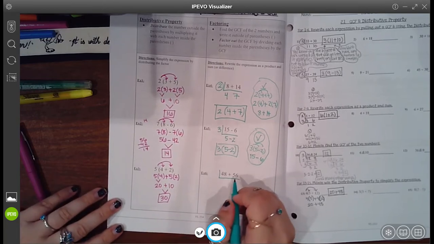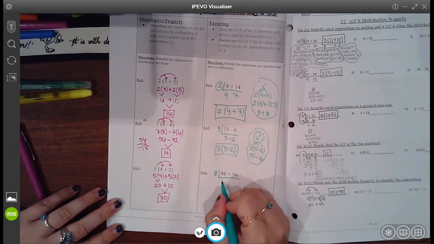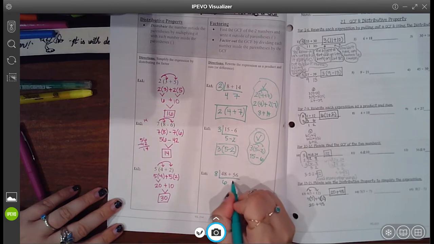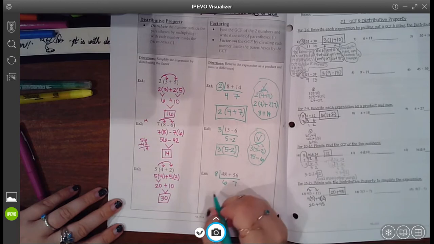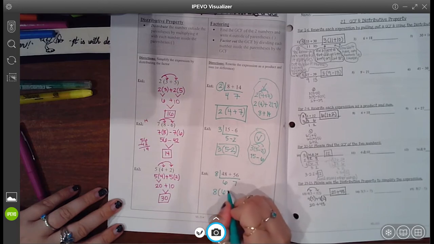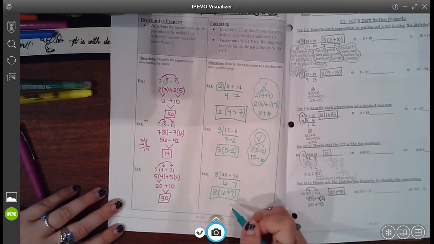Okay, you unpause the video, you're back with us. I know that 8 can go into both of these because 8 times 6 is 48 and 8 times 7 gives me that 56. Nothing else is in common with these, so it's 8 times 6 plus 7. And when you distribute that out, 8 times 6 is 48, 8 times 7 was that 56.